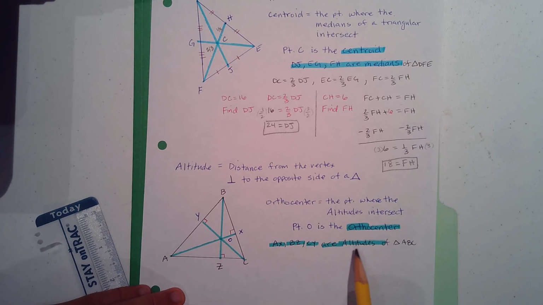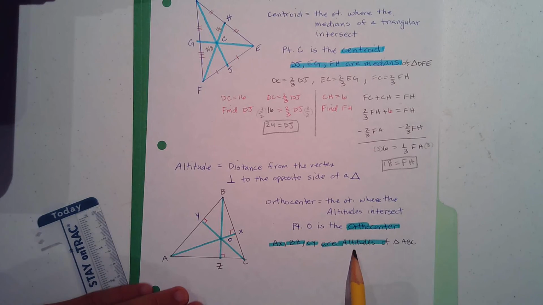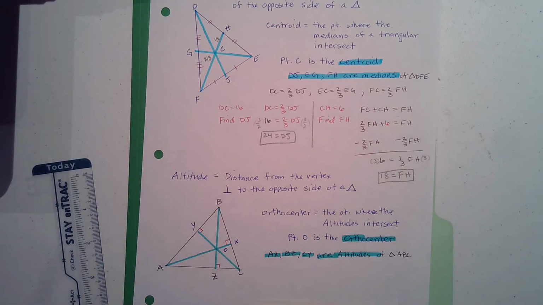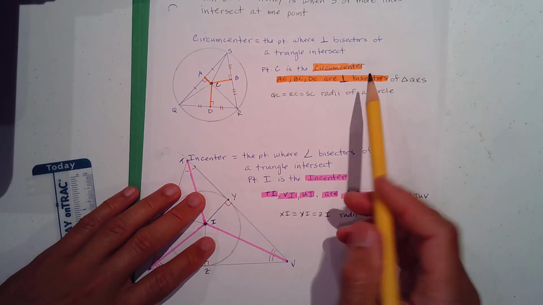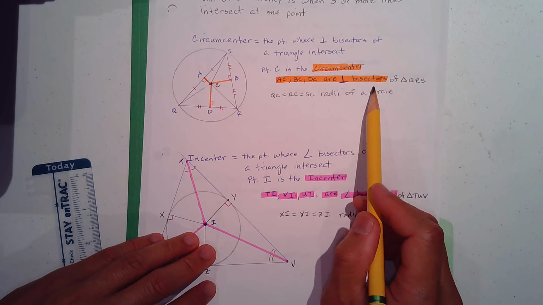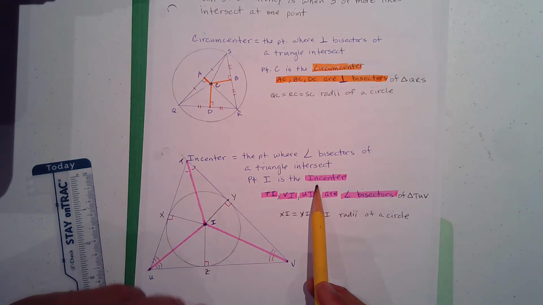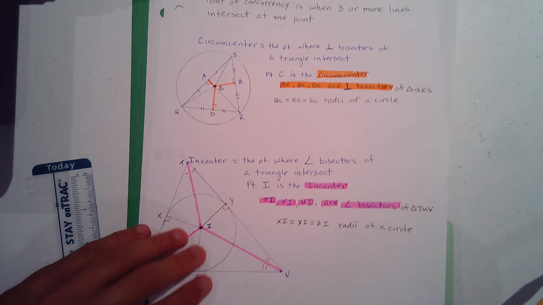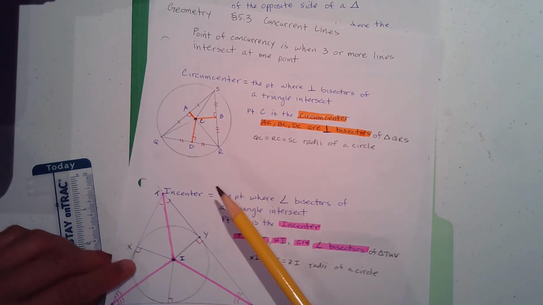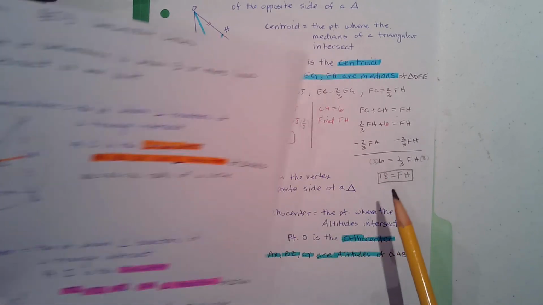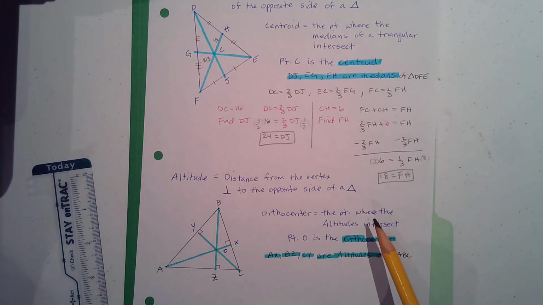And again, to remember what an orthocenter is, think altitudes. To remember what a centroid is, think medians. To remember what a circumcenter is, think perpendicular bisectors. And to remember what an incenter is, think of angle bisectors. Now when I quiz you, I'm going to ask you to identify altitudes, medians, incenters, centroids, angle bisectors.